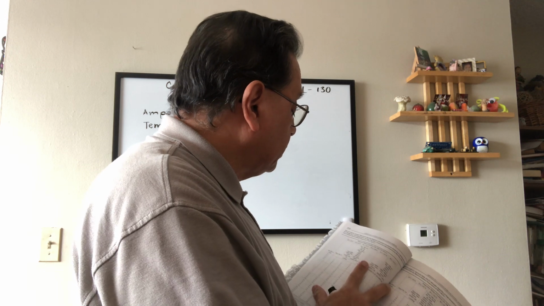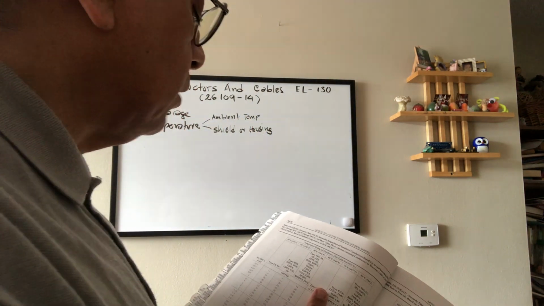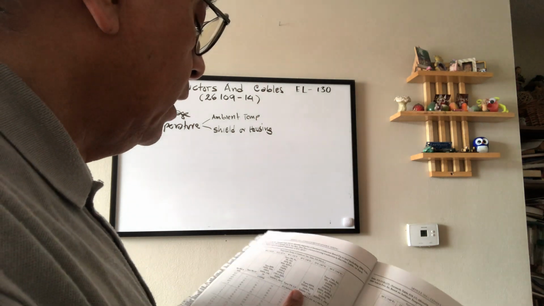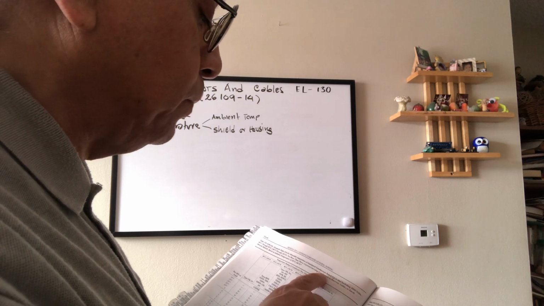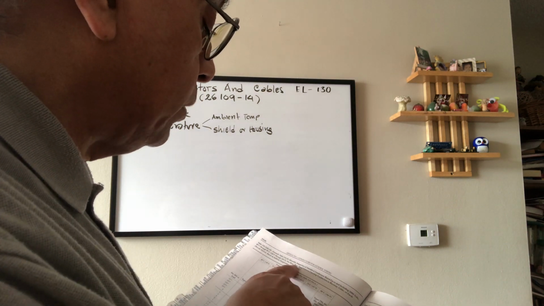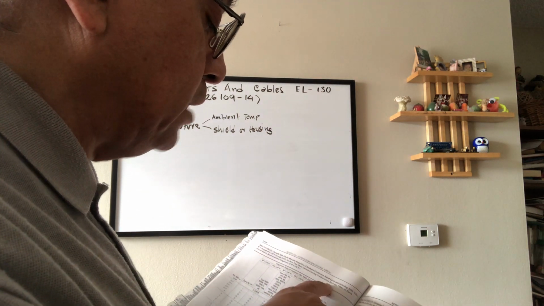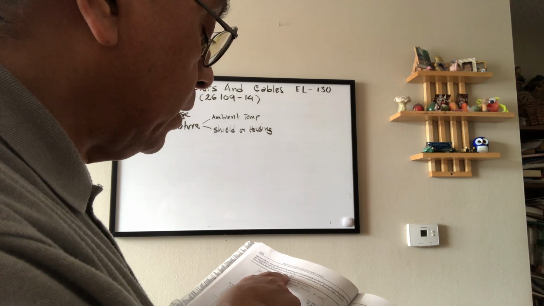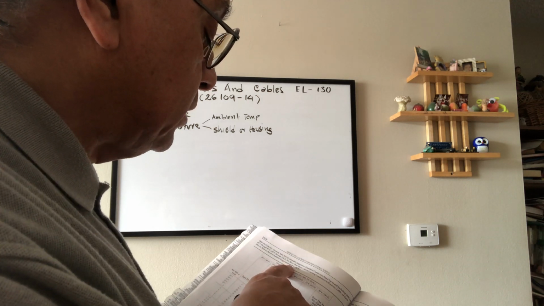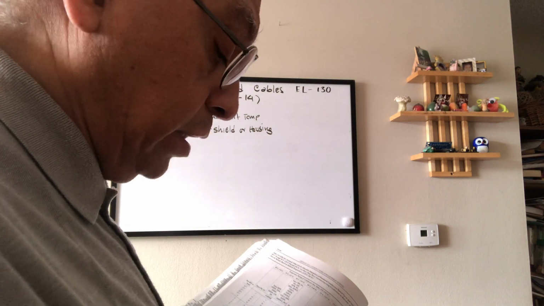The other table, 310.15(B)(16), allows ampacity for insulated conductors rated up to 2000 volts, no more than 3 current carrying conductors in a raceway, cable, or earth, based on the ambient temperature of 30 degrees Celsius, 80 degrees Fahrenheit. We are going to use this one.